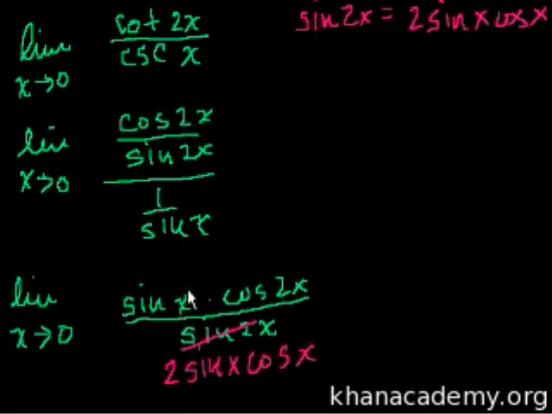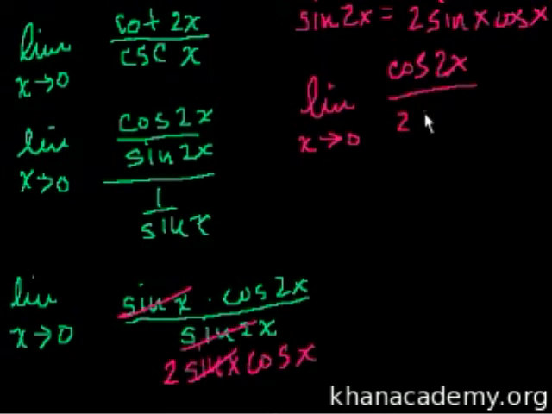And then if we assume that x isn't 0, it's just approaching 0, we can divide the numerator and the denominator by sine of x. And what are we left with? We're left with the limit as x approaches 0 of cosine of 2x over 2 cosine of x. Well, what's cosine of 0? Cosine of 0 is 1. So cosine of 2 times 0, which is 0, that's also 1. So that is equal to 1 over 2 times 1. So it equals 1/2. There you go.